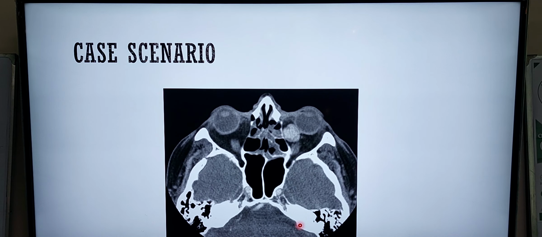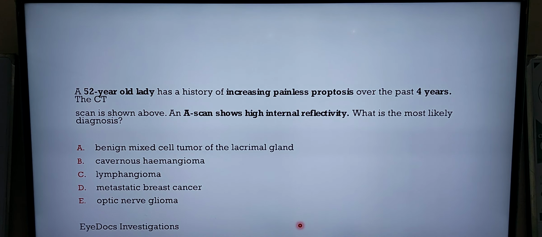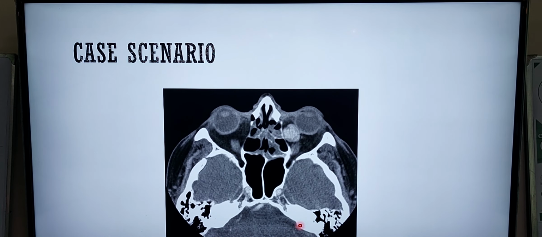This is a case scenario. A 52-year-old lady has a history of increasing painless proptosis over the past 4 years. The CT scan is shown above. An A scan shows high internal reflectivity. What is the most likely diagnosis? Your main focus in this CT scan should be the left eye.